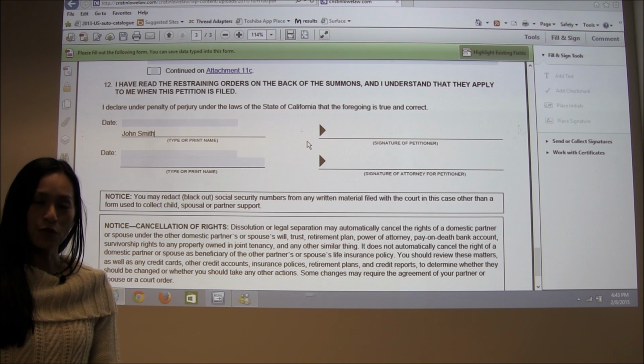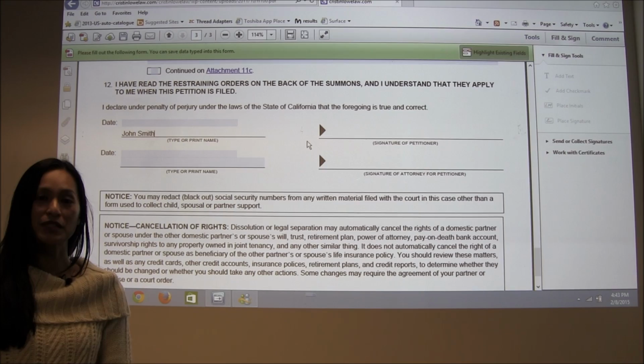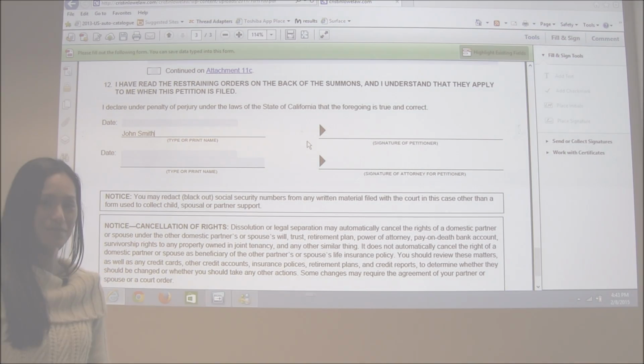So this wraps up Form FL-100. Our next form that we're going to be covering is the summons, which is Form FL-110. So congratulations, you've just finished your first form, the petition FL-100, and this is the first step, like I said, as to starting your divorce. So the next form we're going to be covering is the summons, which is Form FL-110.